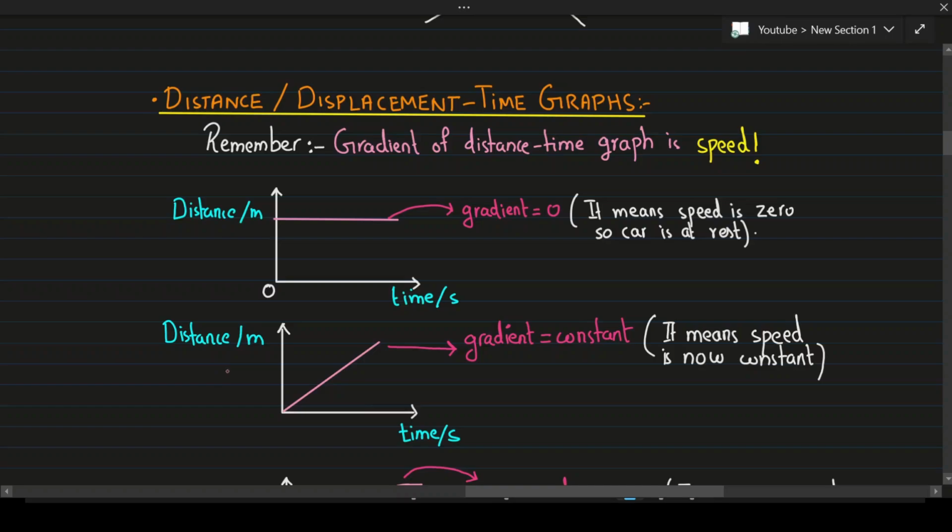Similarly, in the second graph, we can see that there's a straight line going upwards. We have studied in our gradient concept that the gradient of a straight line is always constant. So if the gradient is constant, then the speed would also be constant. So the body is moving with constant speed.